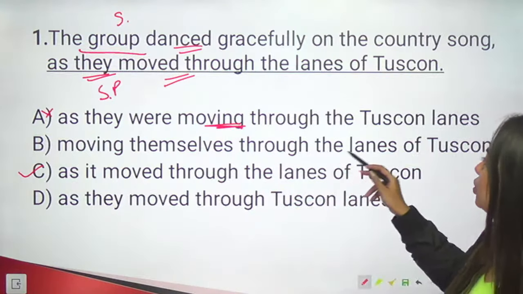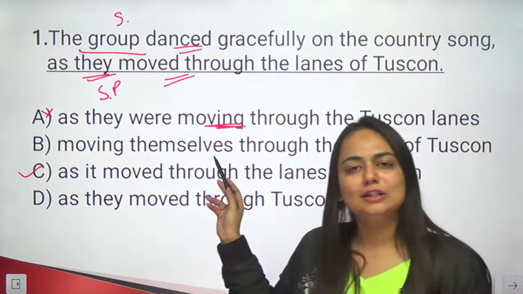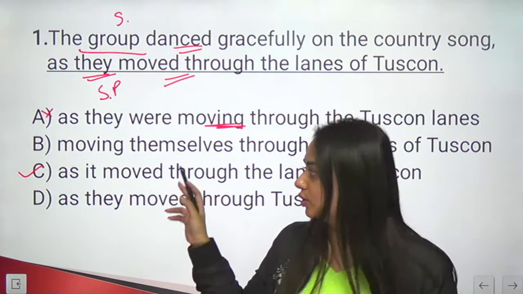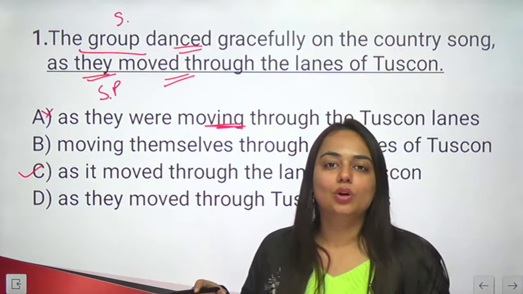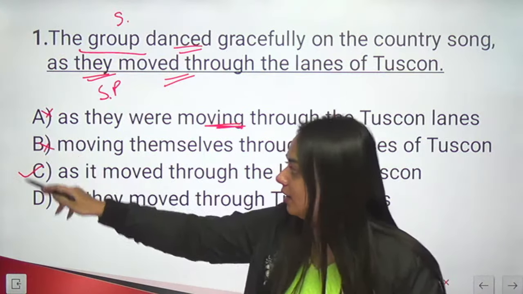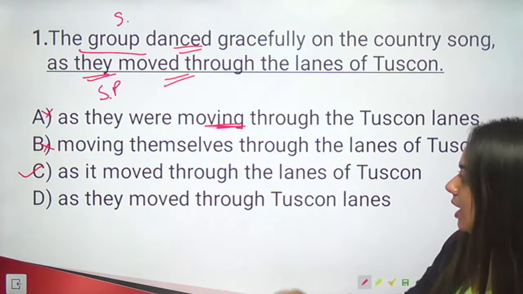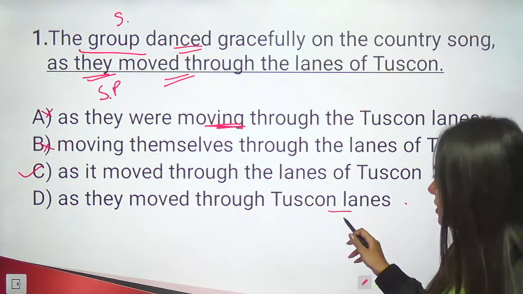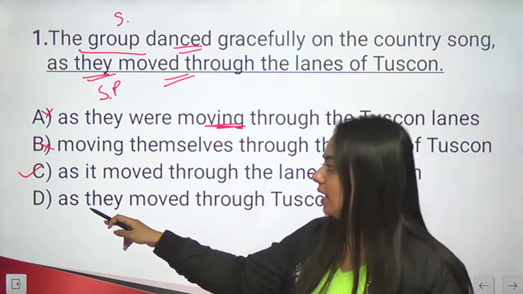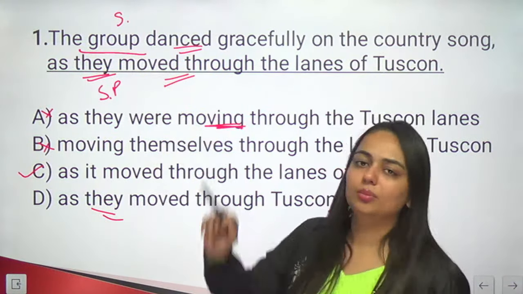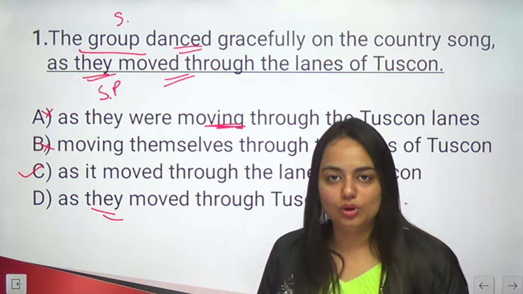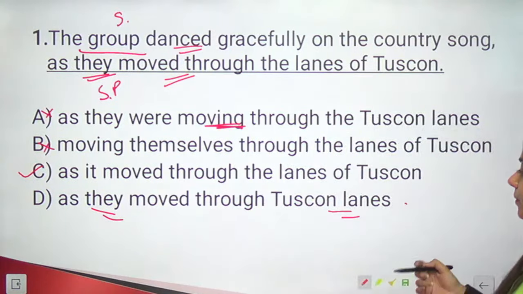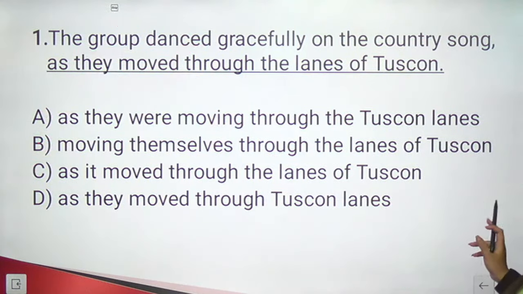Moving themselves through the lanes of Tuscan. Now, isn't it redundant? Moving themselves, doesn't that sound strange? So this is unnecessary wordiness. Again, we can eliminate this one. As they moved through Tuscan lanes. So Tuscan lanes is fine, but again, as they moved, we are talking about group. Group is singular. The pronoun that we can use with it is its or it. So yes, the answer is third one.